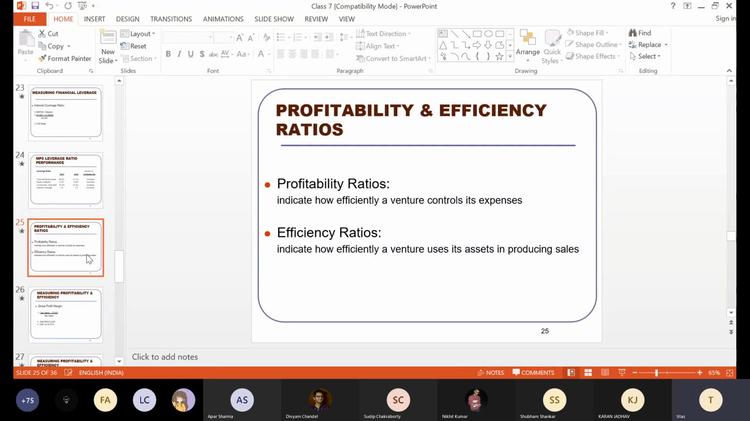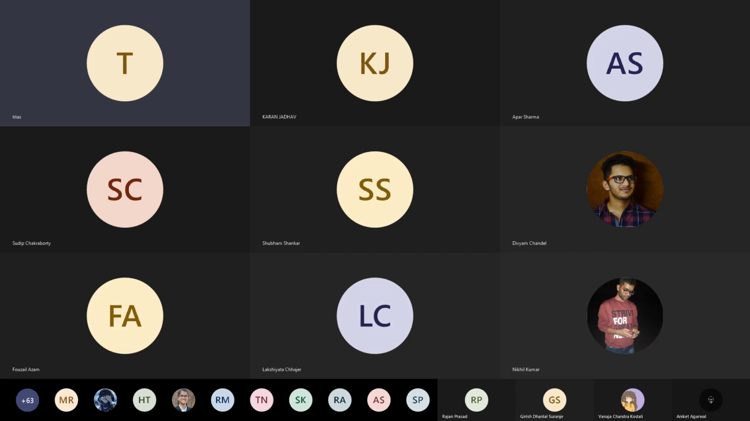I'm stopping here. I'm taking your attendance. For profitability ratios, you will find gross profit margin, net profit margin, and return on assets. Till that, I have already discussed, so I'm not going to discuss it anymore. Whatever ratios are going to come in your exam, I will only keep those in my slides and circulate them. Let me just have your attendance and then you can leave, whoever has class next.